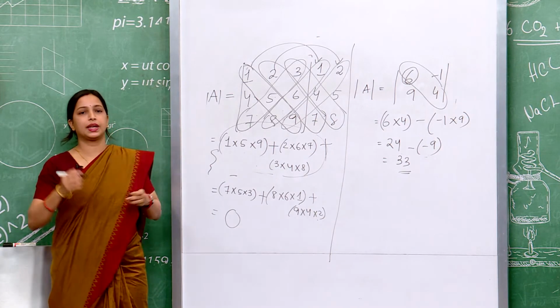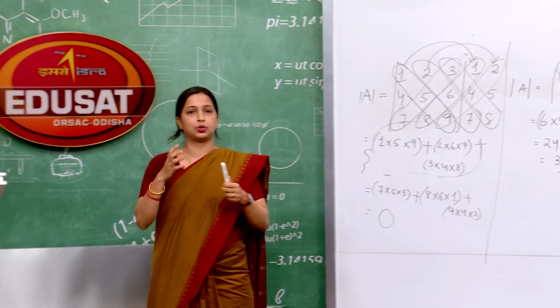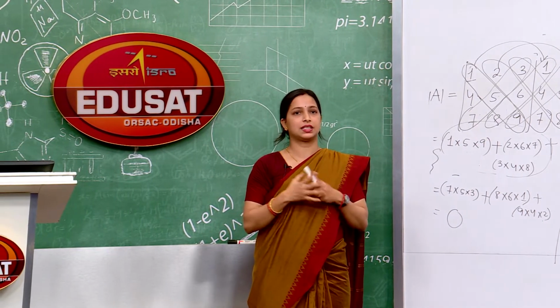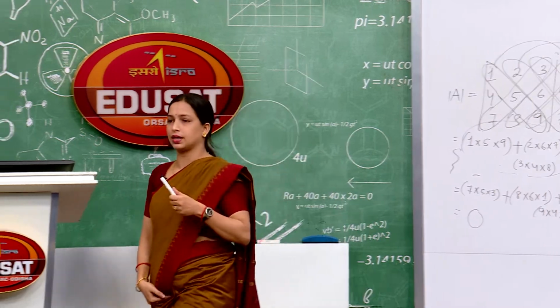All right, so we can take a look at the next slide to have a better understanding of the Sarrus expansion method. So let's take a look at the slide. Let's say we have the determinant A, B, C, D, E, F, G, H, I. So what is the first step? The first step is we repeat the first 2 columns and add them to the determinant to make it 5 columns.